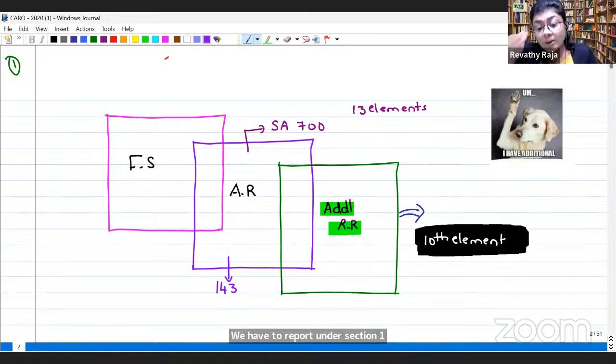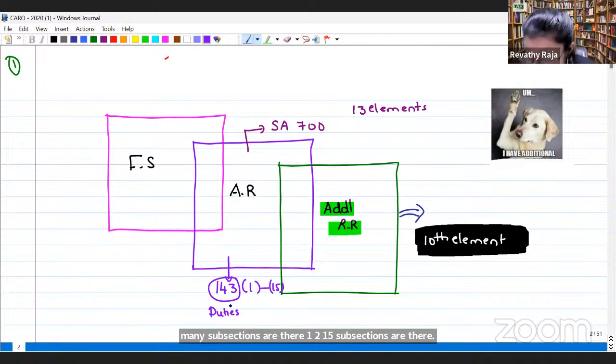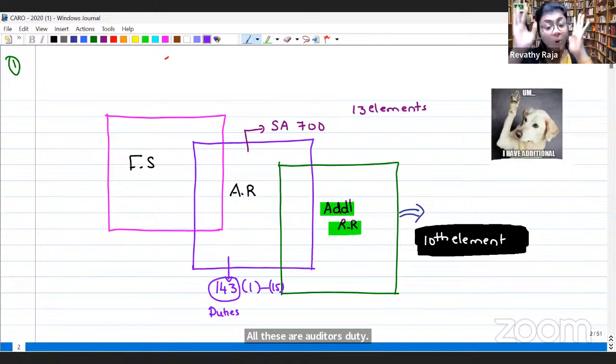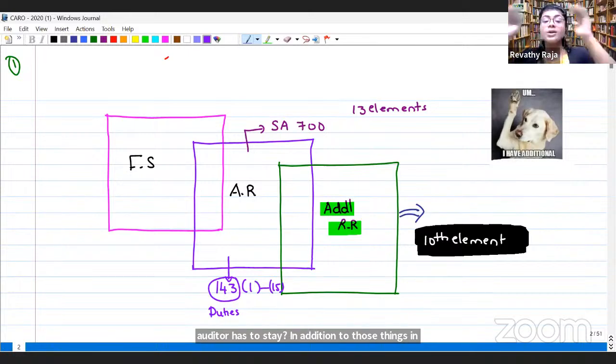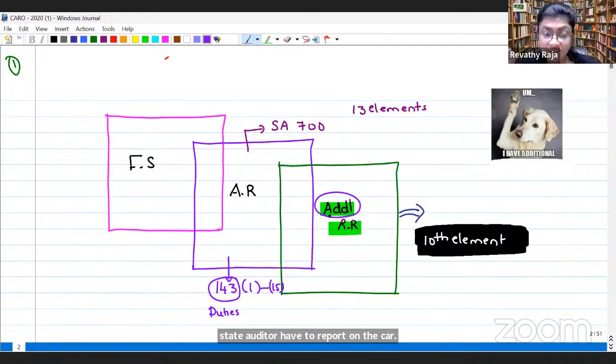Section 143, how many clauses are there in total? I mean, how many subsections are there? 1 to 15 subsections are there. All these are the auditor's duties: duty to inquire, duty to state. In addition to the duty to inquire and the duty to state, the auditor has to report under CARO. That's why we use the word additional reporting requirements.